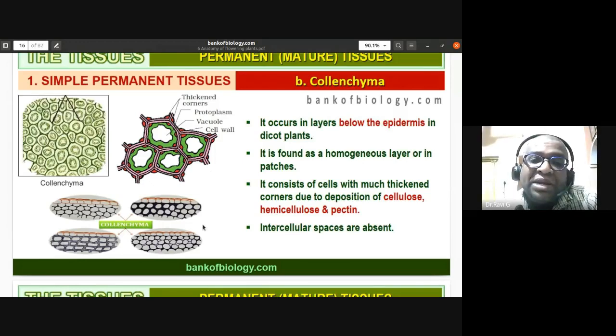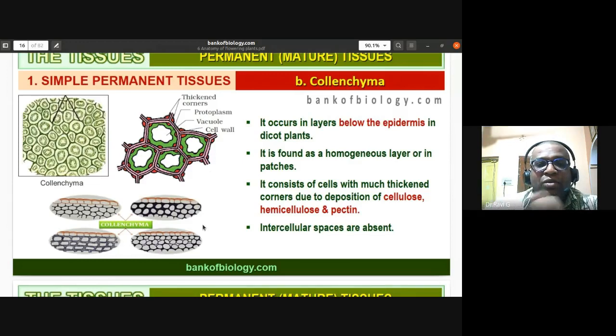So now the primary layer of cell wall, they have cellulose, hemicellulose and pectin. Intercellular spaces are absent in case of collenchyma. Collenchyma is of three types: lamellar collenchyma. In lamellar collenchyma, there is a layer by layer deposition of pectin on the radial and tangential walls of the collenchyma. So we call that lamellar collenchyma.